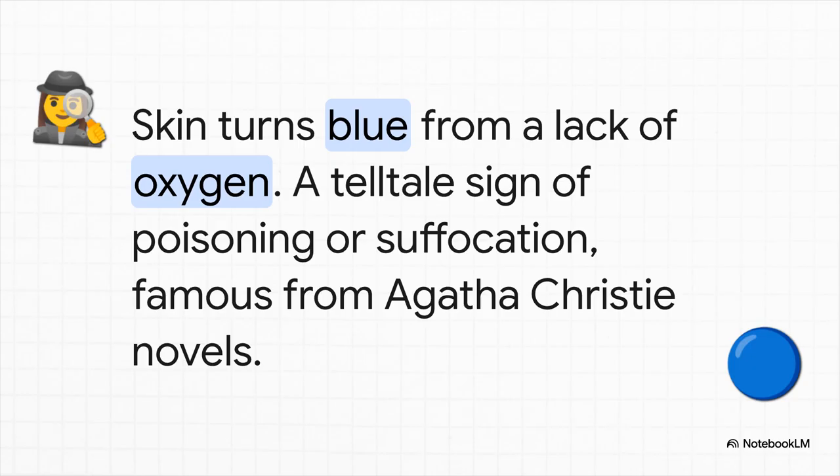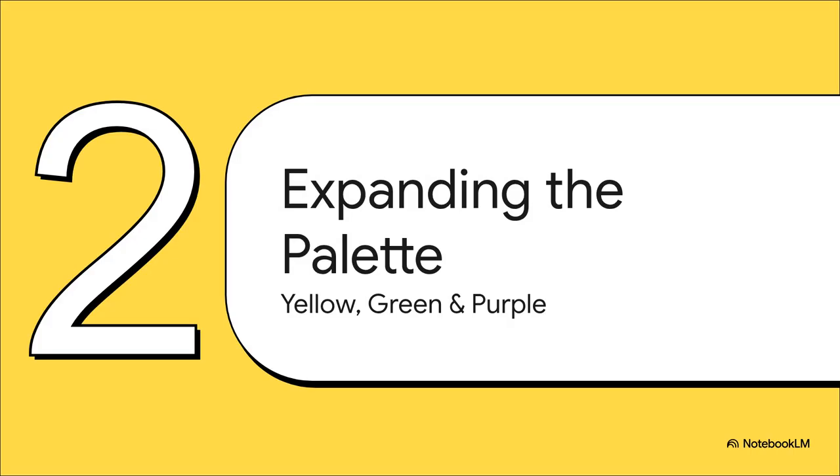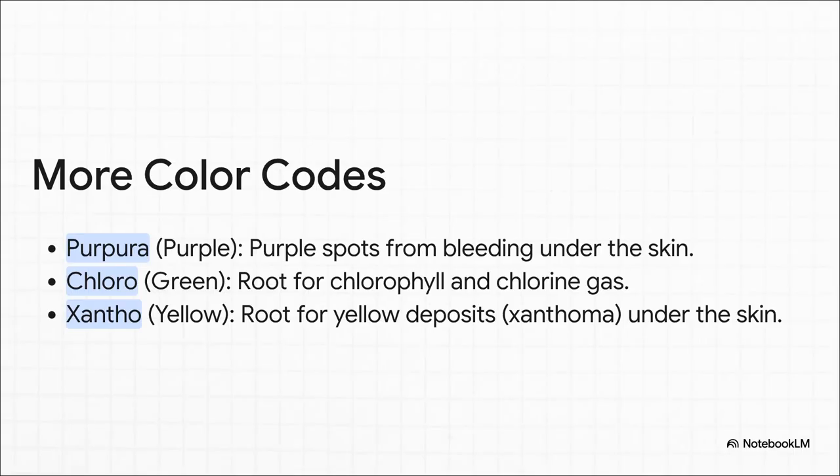And if you're a mystery fan, you've definitely come across this. I mean, how many times in an Agatha Christie novel is the victim's blue skin the big clue that points to poison or suffocation? It's a classic. Okay, so we've got red and we've got blue. Pretty good start. Now, let's expand our palette a little bit and add a few more colors to our decoding toolkit. All right, let's add 3 more colors to the mix.